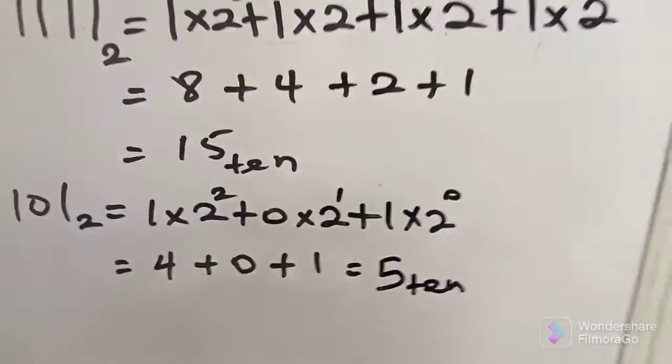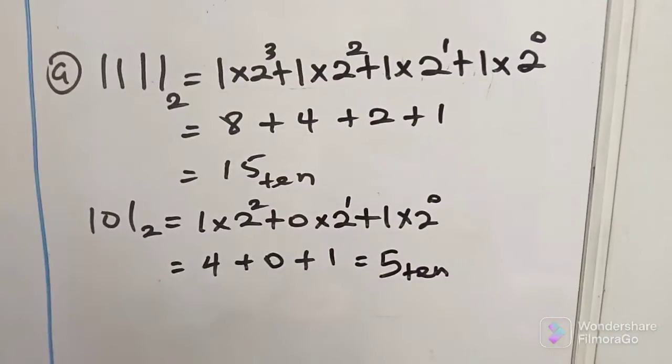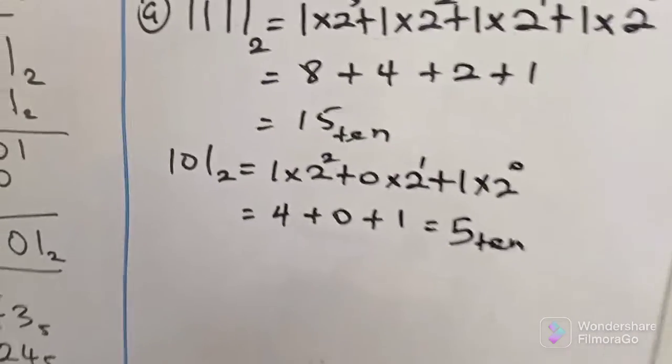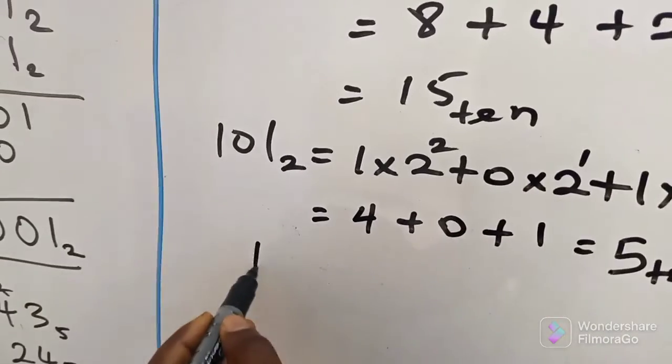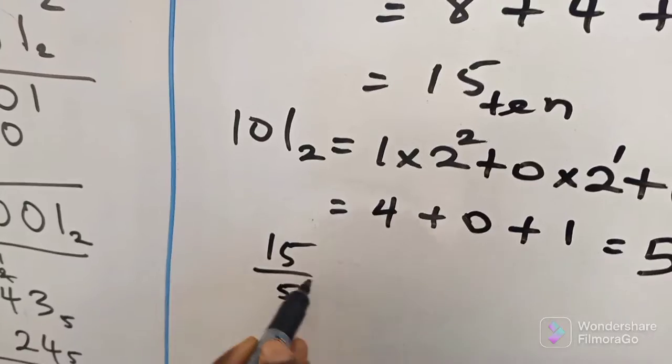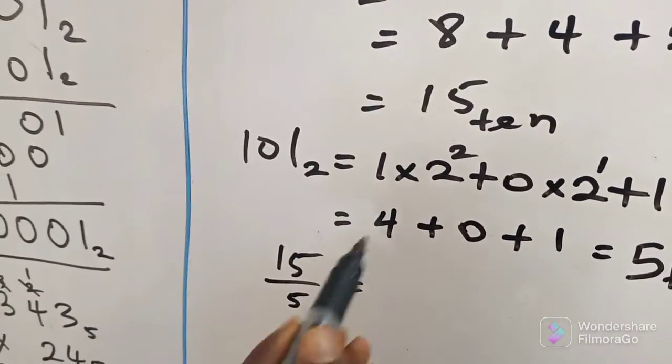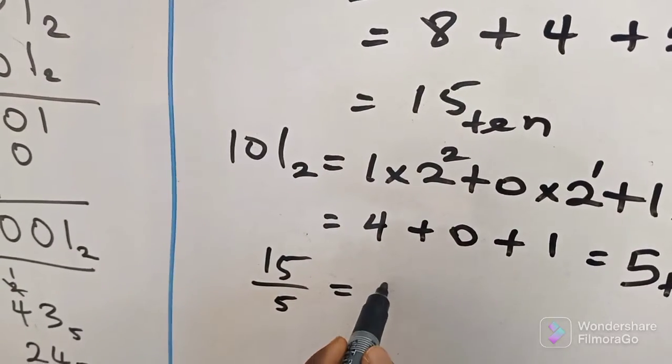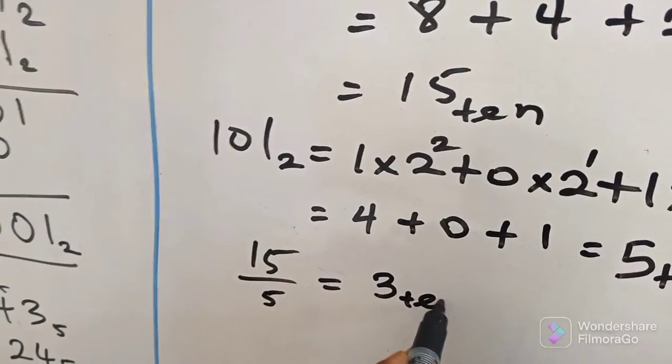So you can see that the first one is in base 10, the second one also in base 10. So now I can divide the 15, which is in base 10, by the 5 in base 10, because both of them are in the same base, and that will give me 3 in base 10.